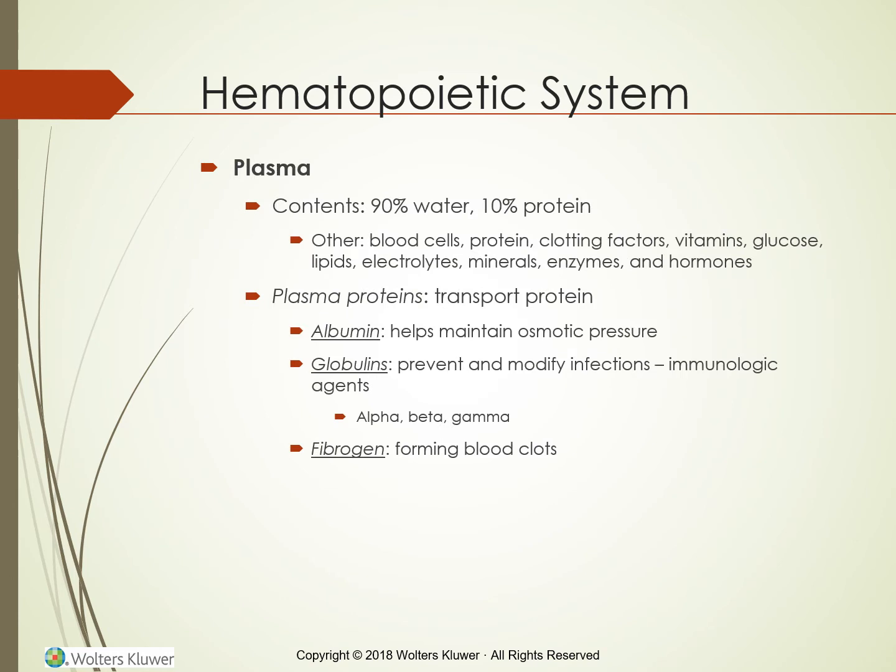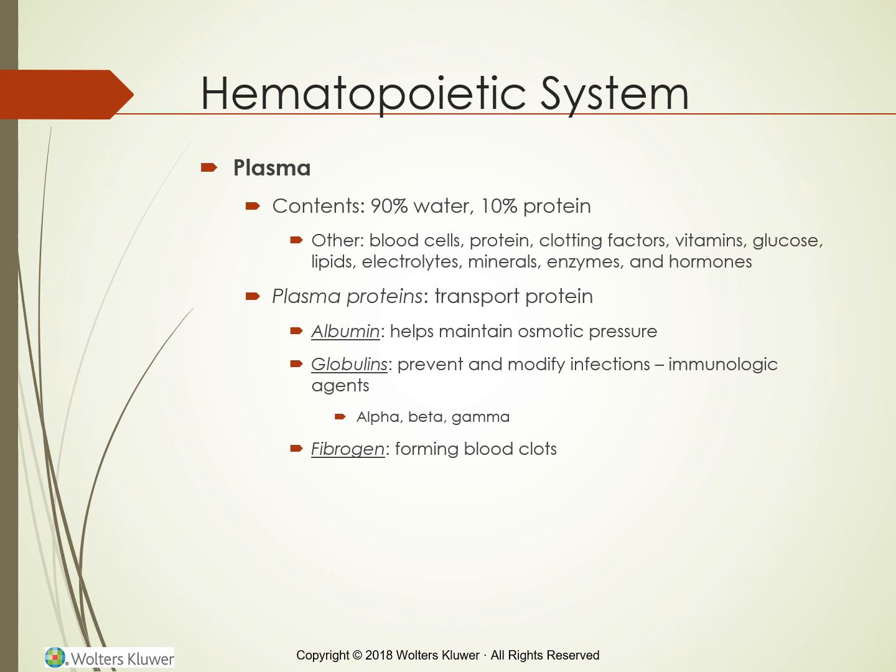Plasma is the liquid or serum portion of blood. It consists of 90% water and 10% protein. Besides blood cells, plasma contains and transports proteins such as albumin, globulins, and fibrinogen, and clotting factors such as prothrombin, pigments, vitamins, glucose, lipids, electrolytes, minerals, enzymes, and hormones.